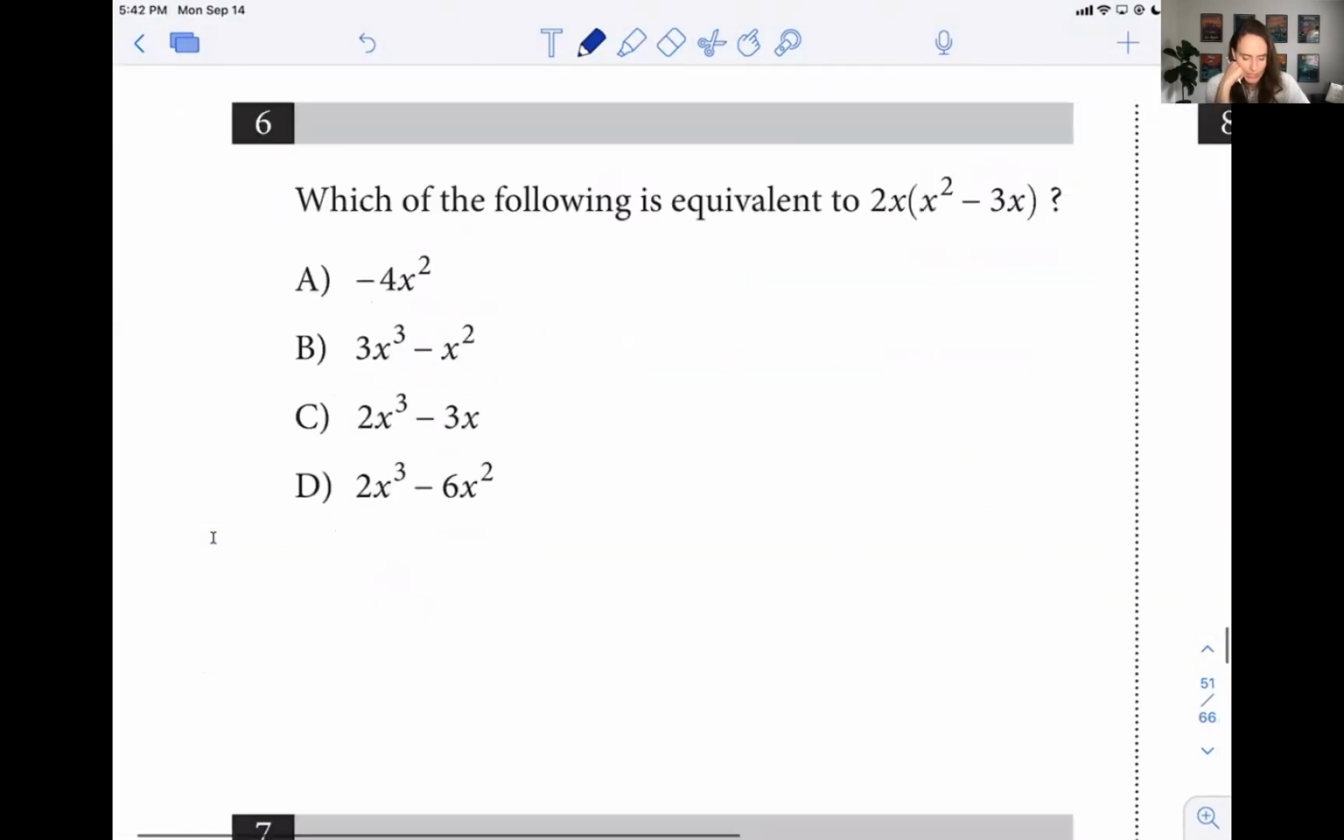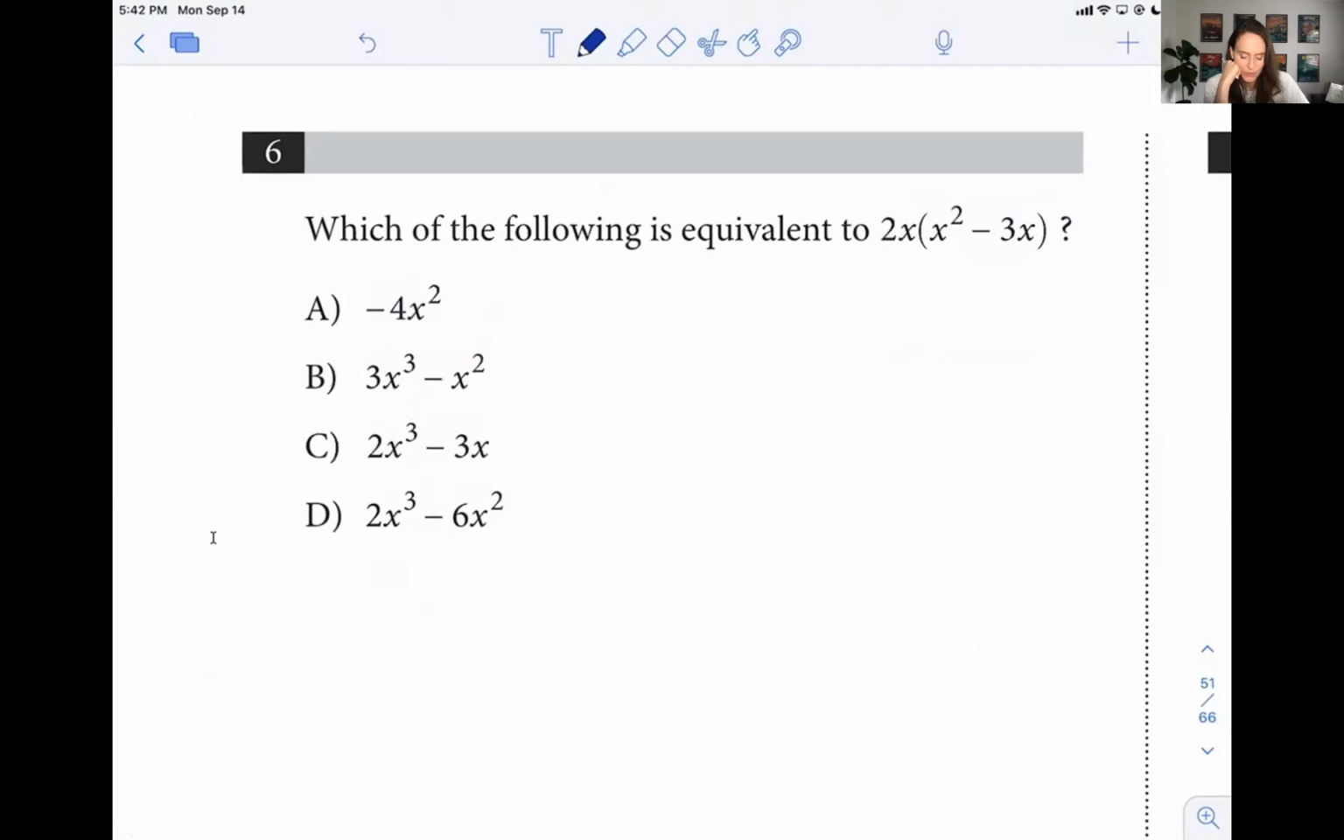Okay, let's look at number 6 here. Which of the following is equivalent to 2x times x squared minus 3x? So we know we need to distribute this 2x. I like on the SAT, whenever I have factors or I'm distributing, to do the last term first. So I am likely to first see, hey, what is 2x times -3x? And that gives me -6x squared, and boom, that is right there. So it has to be D.